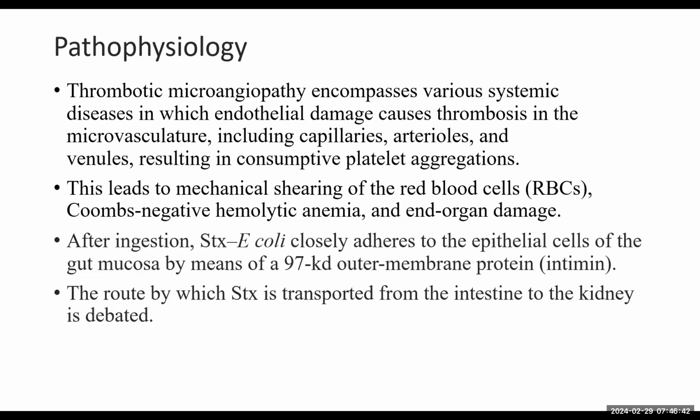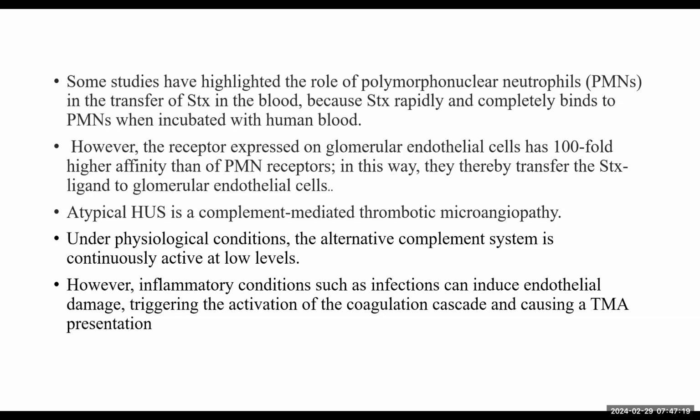So, the pathophysiologic mechanism. Thrombotic microangiopathy encompasses various systemic diseases in which endothelial damage causes thrombosis in the microvasculature, including the capillaries, arterioles, and the venules, resulting in consumptive platelet aggregation. This leads to mechanical shear of the red cells, causing breakdown, or hemolysis. And then they usually have Coombs-negative hemolytic anemia. The patient may present with end organ damage, particularly the kidneys and the nervous system, but other organs can also be affected as well. This is the particular mechanism. I'll go to share the slides.